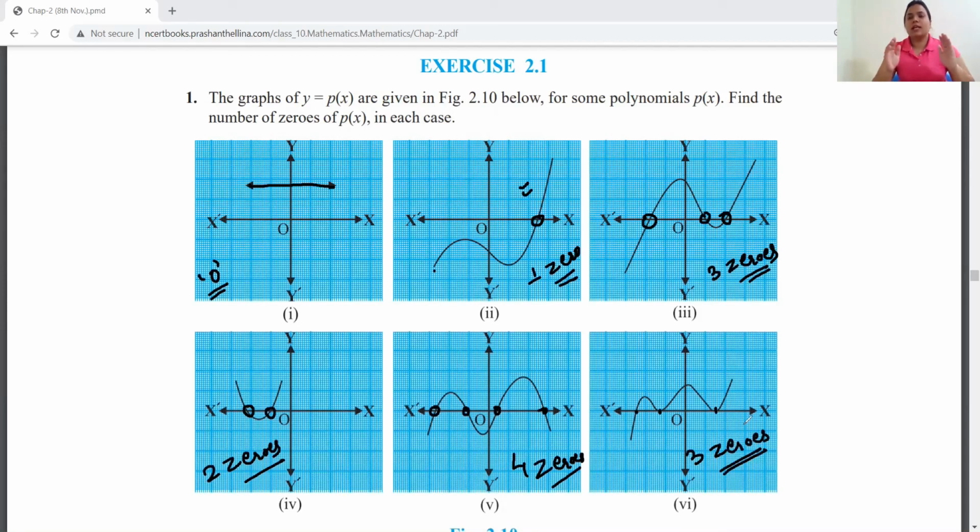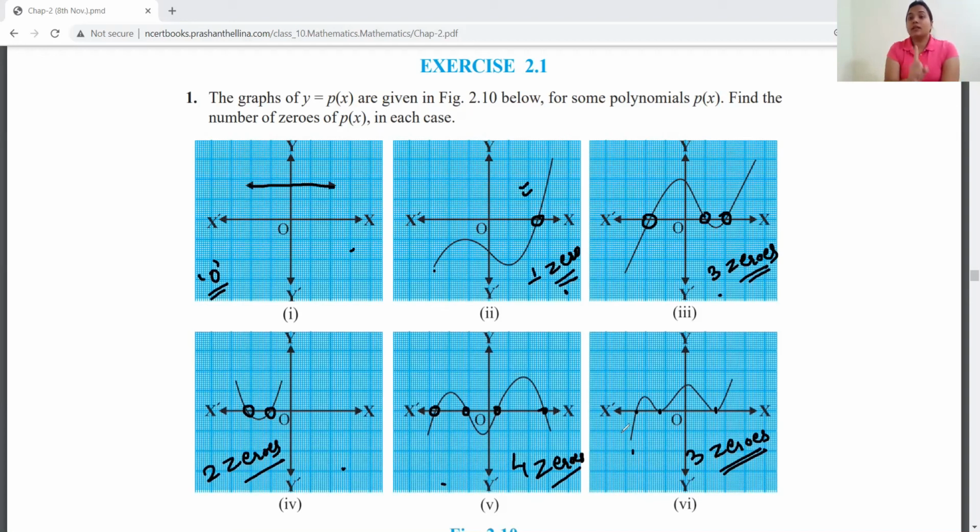So it is very easy. We can easily find the number of zeros by just looking at the graph. As many points the graph is intersecting the x-axis, that is the number of zeros. In this, it is not cutting the x-axis, so no zeros. In this, it is cutting at 1 point, so 1 zero. It is cutting at 3 points, so 3 zeros. It is cutting at 2 points, so 2 zeros. It is cutting at 4 points, so 4 zeros. It is cutting at 3 points, so 3 zeros.